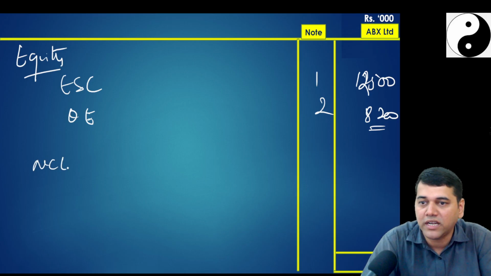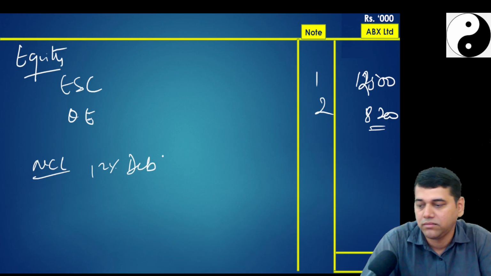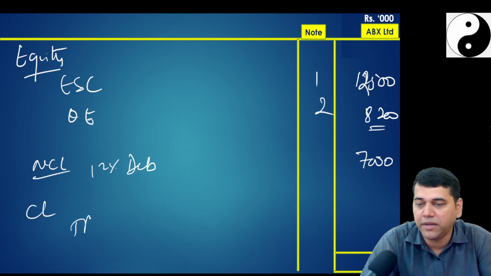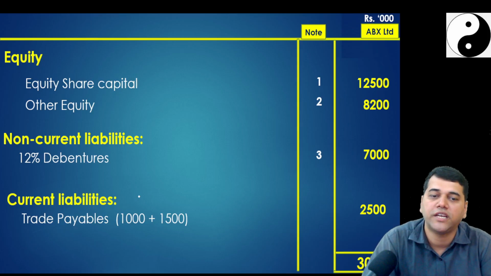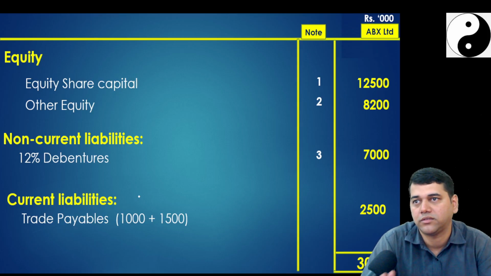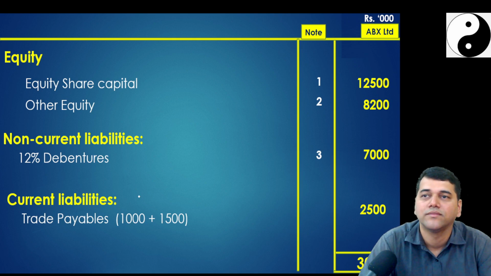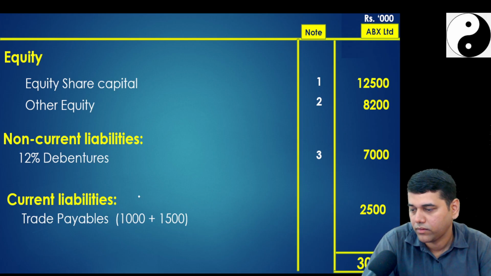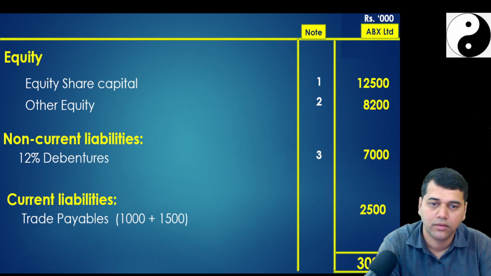Then I will go to non-current liability, 12% debenture, 7,000. Current liability, trade payable, there are no fair value adjustments. So straight away I will take both the values. Yes, my balance sheet is complete. Are you clear, students? Understood?